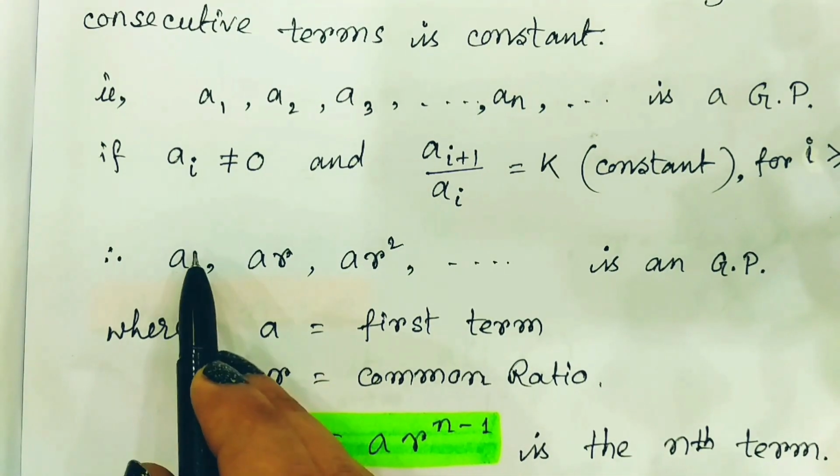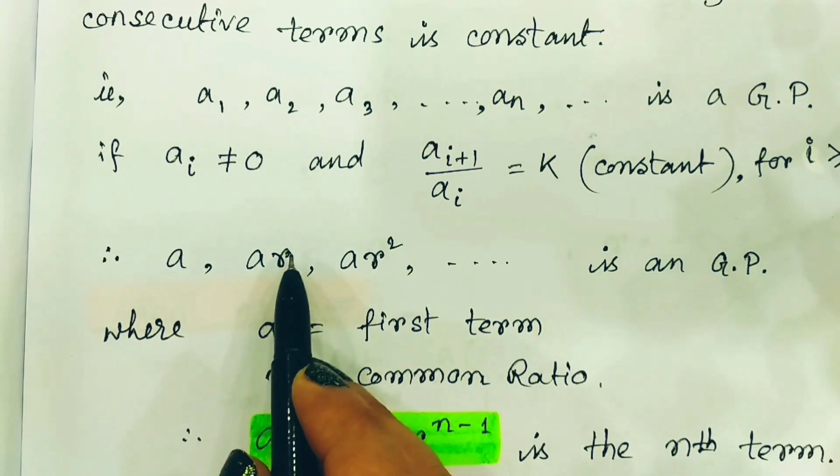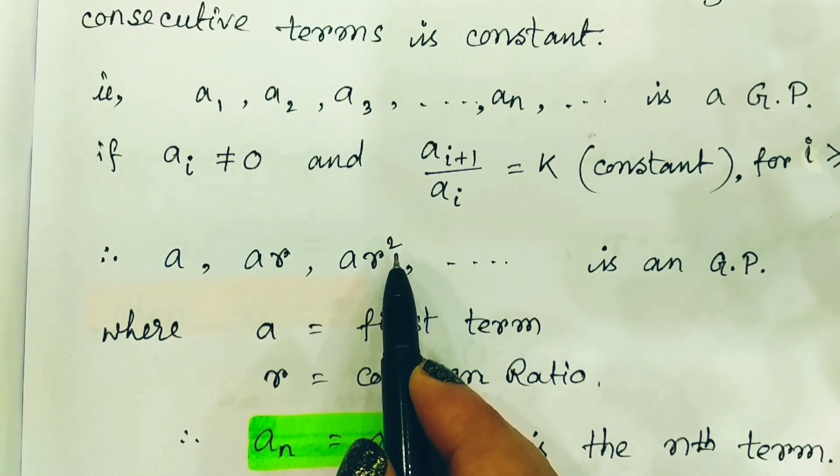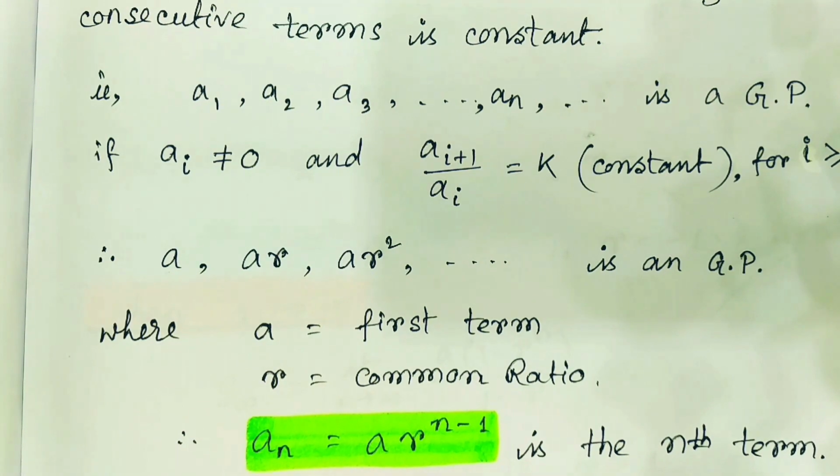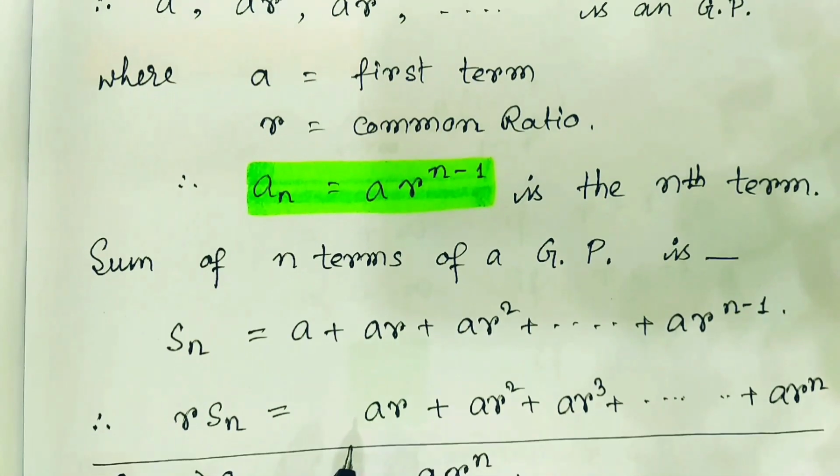Why is it n minus 1? Because just look, the first term has R to the power 0, the second term R to the power 1, the third term R to the power 2. So the nth term has R to the power n minus 1. So this is our nth term.